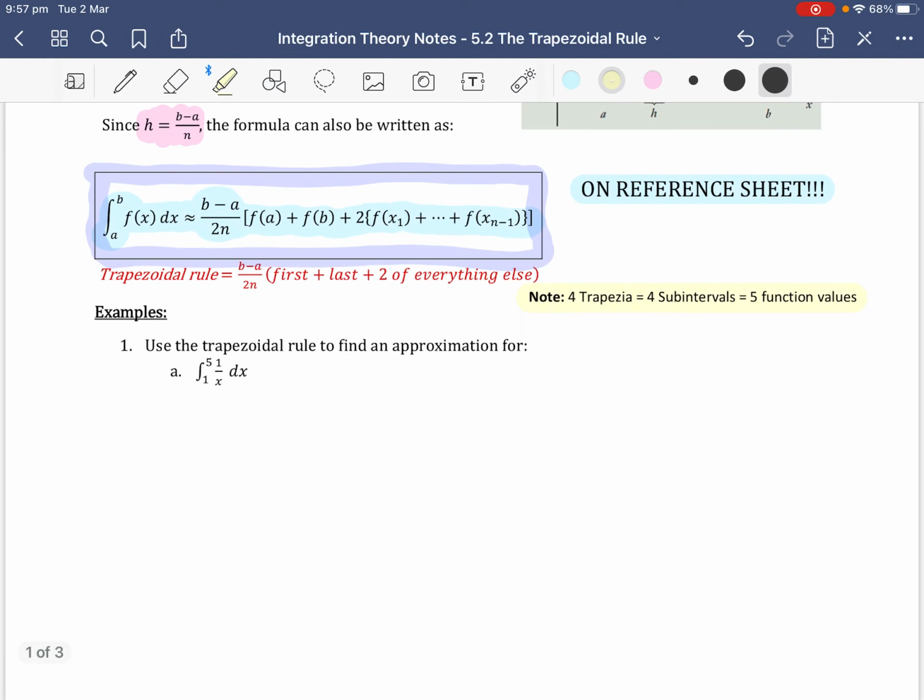So our first example is to use the trapezoidal rule to find an approximation for the integral of 1 to 5 of 1 on x dx. So what we have here is, when we haven't been told any subintervals or trapezia, it means that we just have one subinterval, one trapezia, one strip.